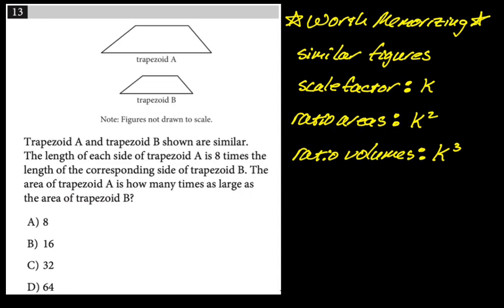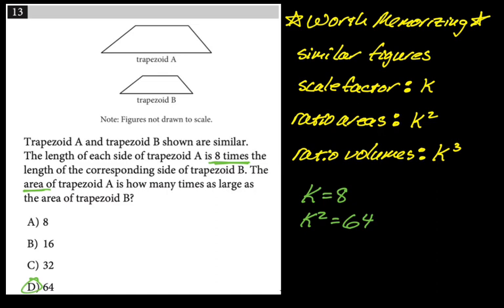So in this case, we're aware that it's 8 times. That means that k is equal to 8. We're being asked about areas. Area is the scale factor squared. So the answer here is going to be k squared, which is 64, and that is going to be our answer. It's very useful to know that. That's a really important one. It comes up, obviously. This was an actual SAT, so make sure you know that.